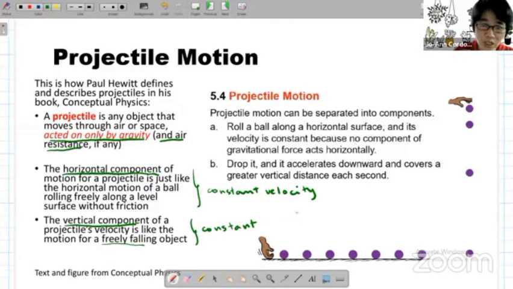Kung sa horizontal, ang constant ay velocity, ano ang constant sa vertical kapag projectile na?